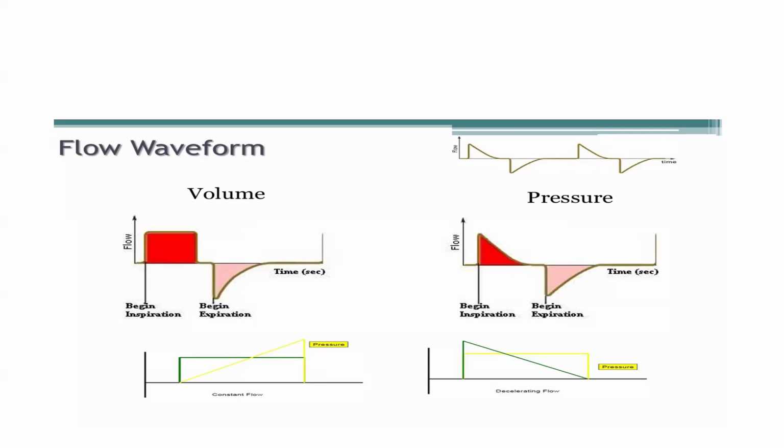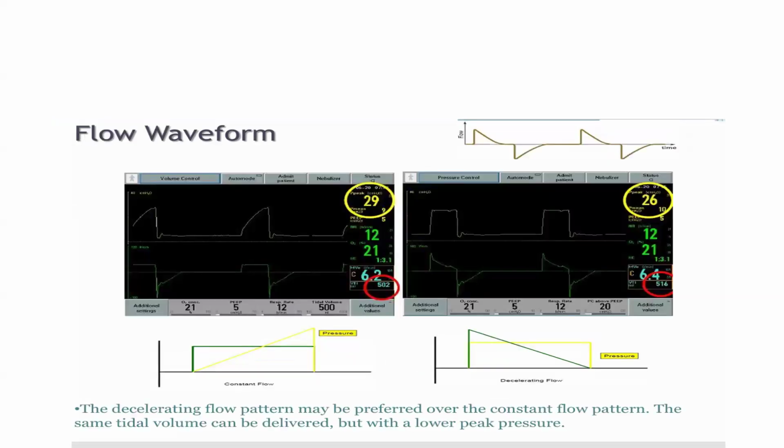So number one diagram is representative of the flow waveform in volume mode, and number two is representative of the flow waveform in pressure mode. A decelerating flow pattern may be preferred over the constant flow pattern. The same tidal volume can be delivered, but with a lower peak pressure.